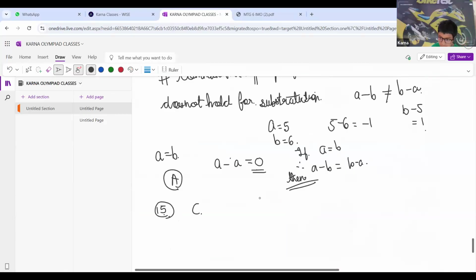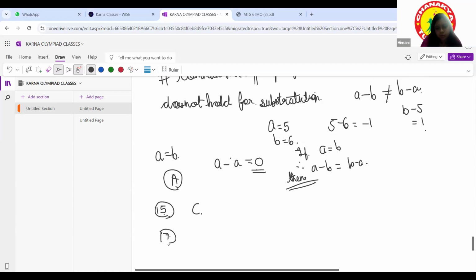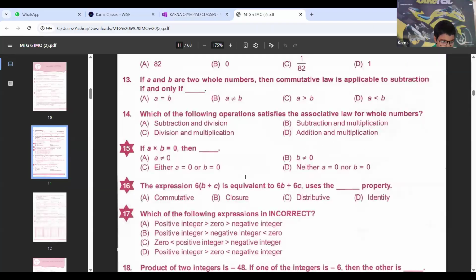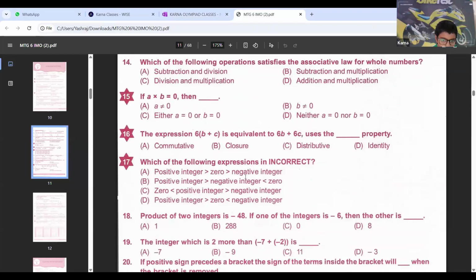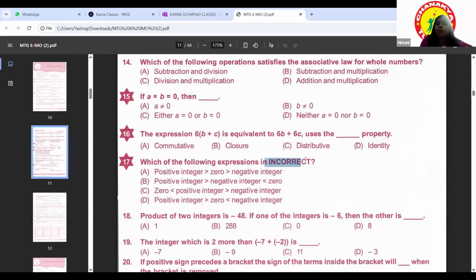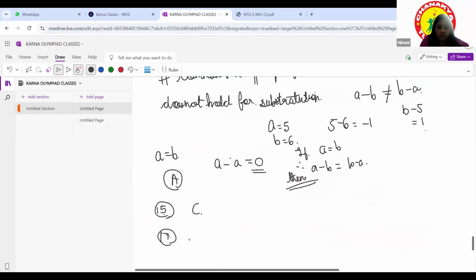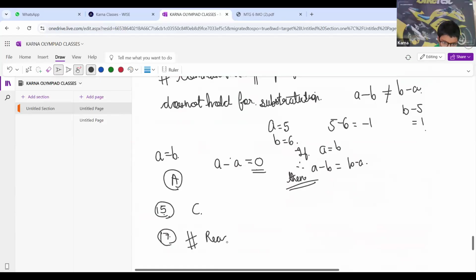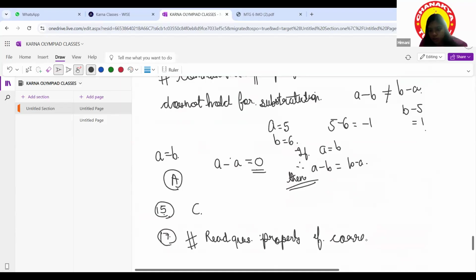Ma'am, next answer C. The 16th one? Yes, ma'am. Yeah, correct. 17? C. 17th is also wrong. Ma'am, what's the question? Ma'am, which one of the following is incorrect? Okay. See, this is where you have to take care. You have to read the question properly, okay? Ma'am, how is she wrong? Okay, just showing one minute.